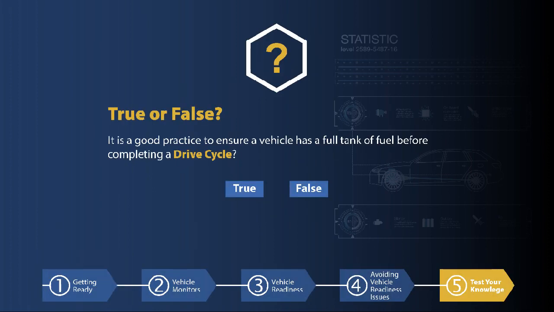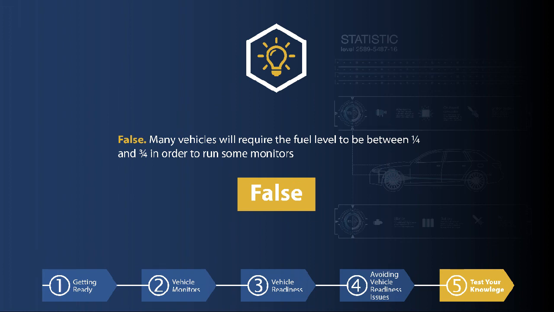True or false? It is a good practice to ensure a vehicle has a full tank of fuel before completing a drive cycle. The answer is false. Many vehicles will require the fuel level to be between 1/4 and 3/4 in order to run some monitors.